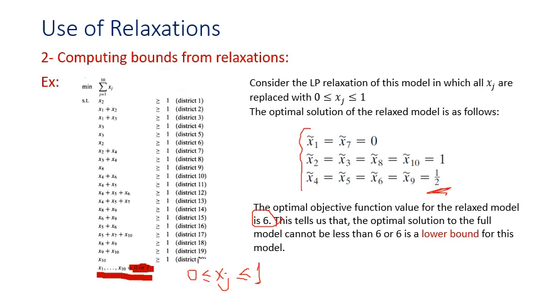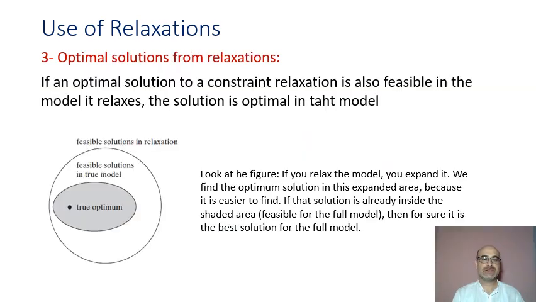So this is the information that we get. The third use of relaxations is getting optimal solutions from relaxations. Sometimes what happens, you have your difficult integer programming formulation, you relax it and you find an easier problem, like a linear program, and then you solve it. You take the LP relaxation, which is easier, using the simplex algorithm, you solve it. And when you check your solution, you see that all your decision variables are already integers. You relax them, you solve it, but they are already integers. Then in this case, you can say that the solution you got for the linear programming relaxation is also the solution for your original problem.